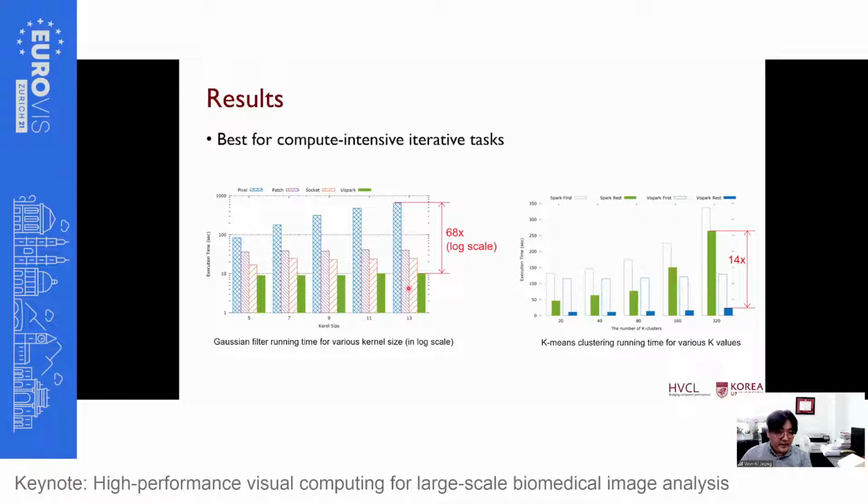Roughly speaking, compared to naive Spark, we can get a huge speedup. This makes sense, because even though Spark provides in-memory processing, which means the memory can reside in CPU memory, this is basically a batch processing system, and the main communication is usually done by a shared disk system. So it's not a fast system, and our system can be really fast: up to 68 times faster for very simple filtering, and for the k-means clustering case, up to 14 times faster, something like this.